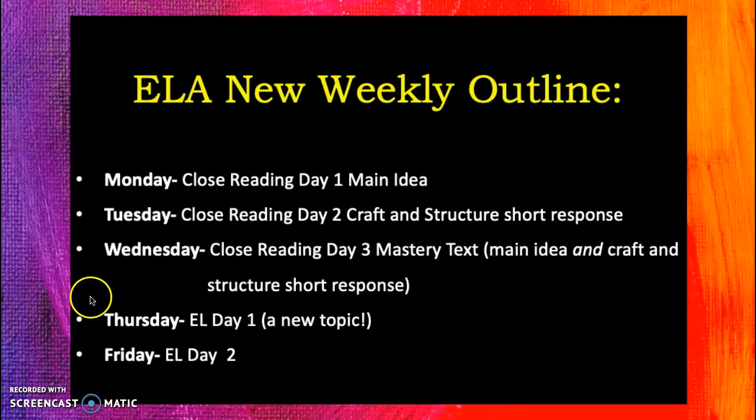Now what's new is here. Thursday and Friday are EL. We have a new EL topic. It's going to be super exciting. So make sure you keep note of this new schedule.